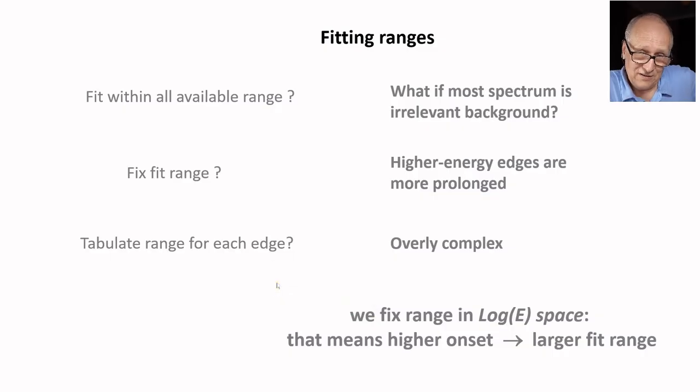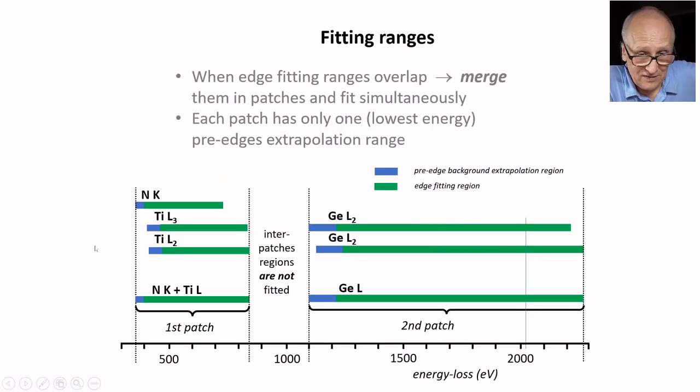Here I show you an example. This is nitrogen, titanium, and germanium, and each edge has its range. Nitrogen and titanium overlap, so we merge them into one so-called patch. Germanium is an individual patch. It is important to mention that if there are several patches, we fit only within patches. The energy range in between patches we do not consider at all. Okay, more or less clear, I guess.